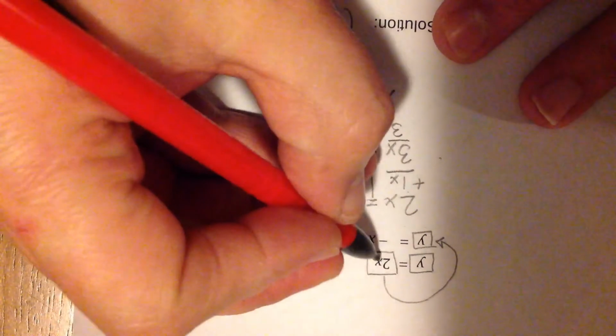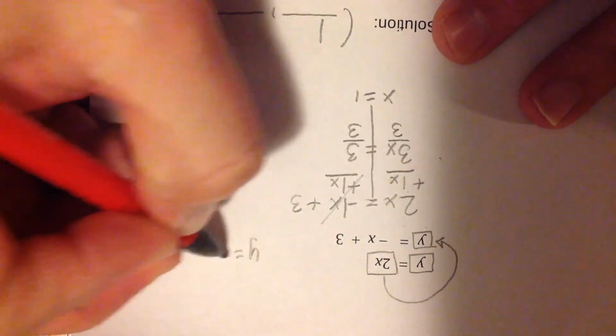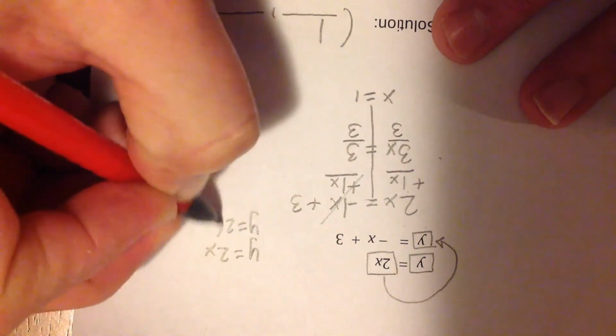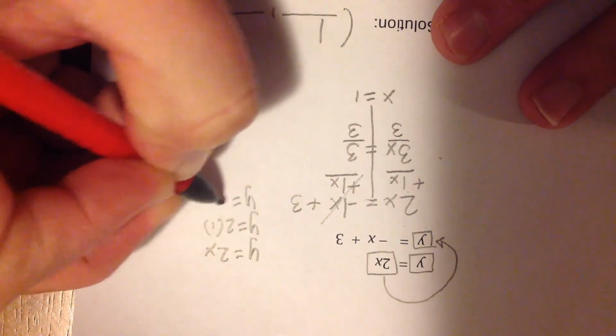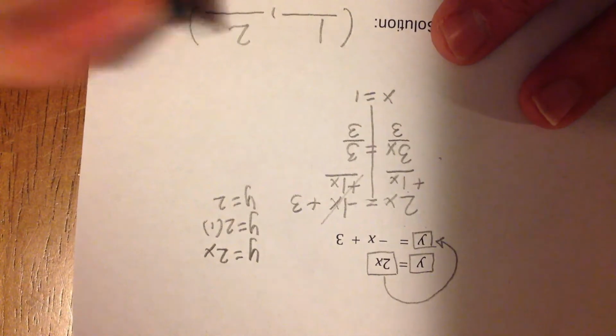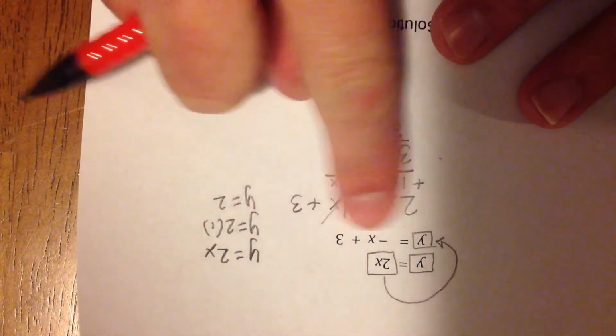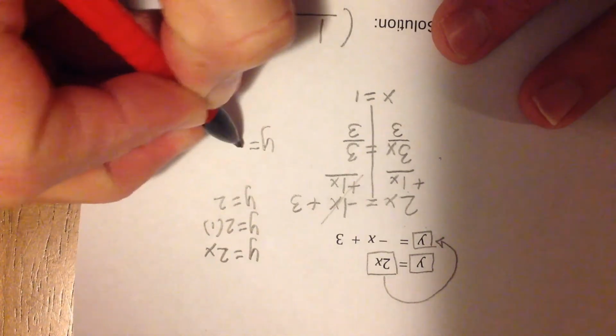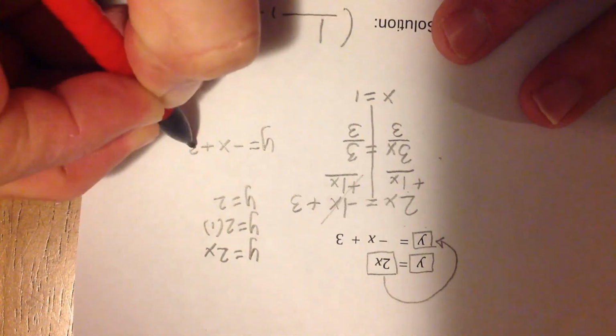So if I substitute 1 into here, y equals 2 times 1, which is 2. So my y equals 2. We already know that. Let's substitute it in here and see if we still get 2. You should. y equals the opposite of x plus 3.